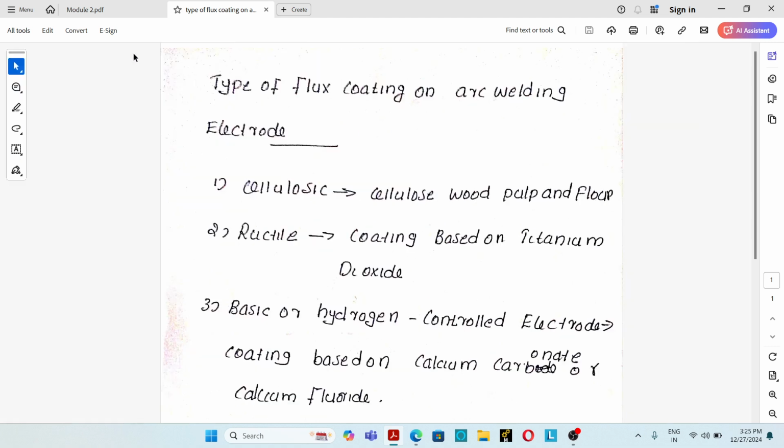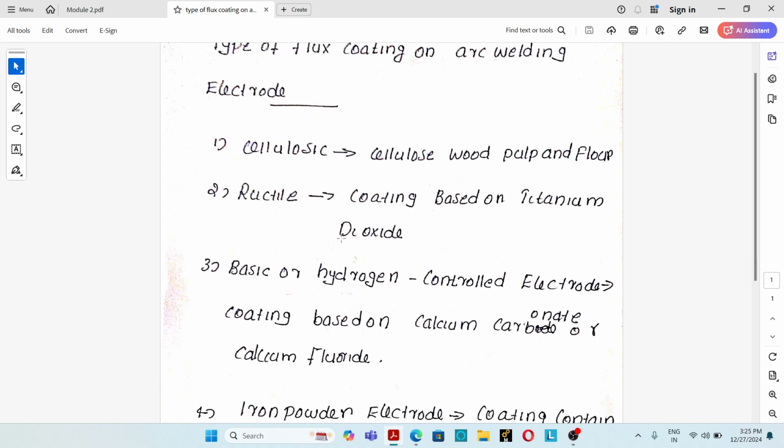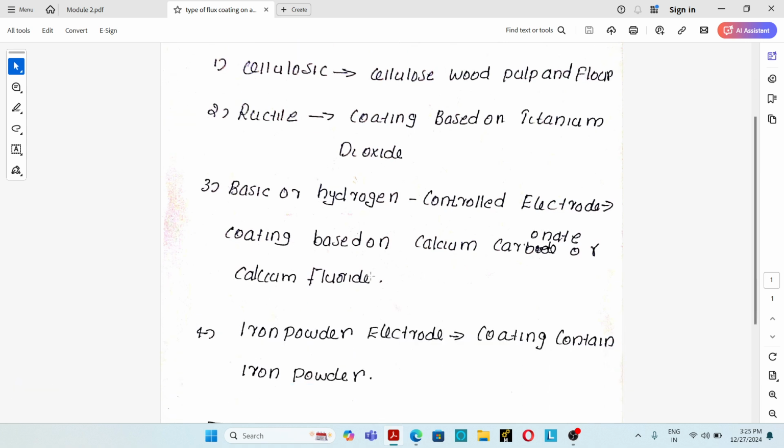Next one, types of flux coating on arc welding electrodes. What are the types of flux coating on arc welding electrodes? Cellulosic: cellulose, wood pulp and flour. Rutile: coating based on titanium dioxide. Basic or hydrogen controlled electrodes: coating based on calcium carbonate or calcium fluoride.